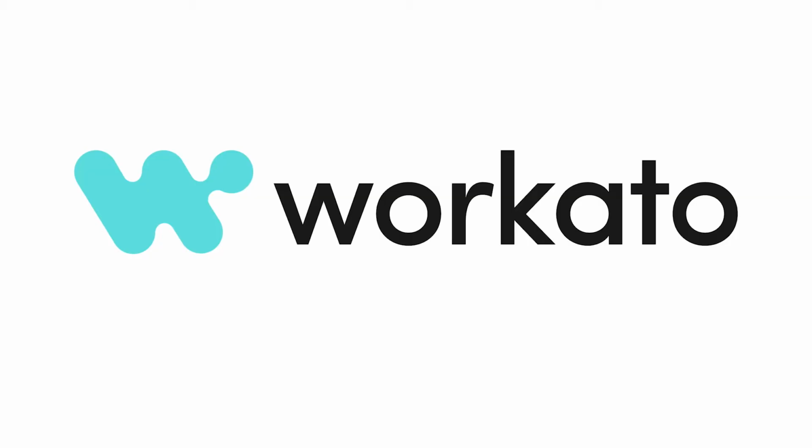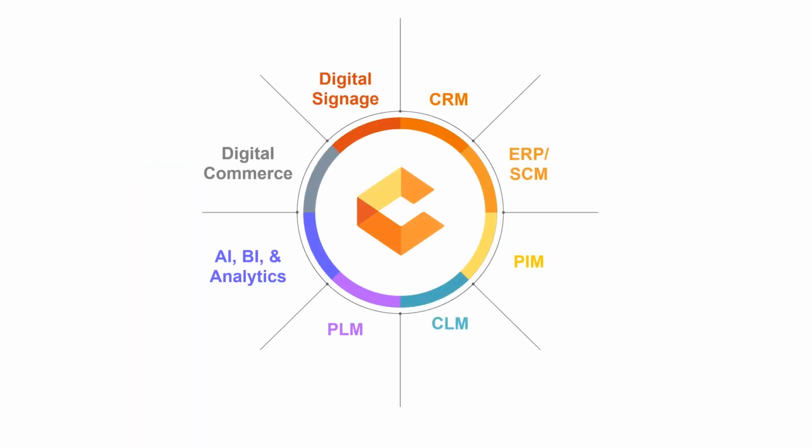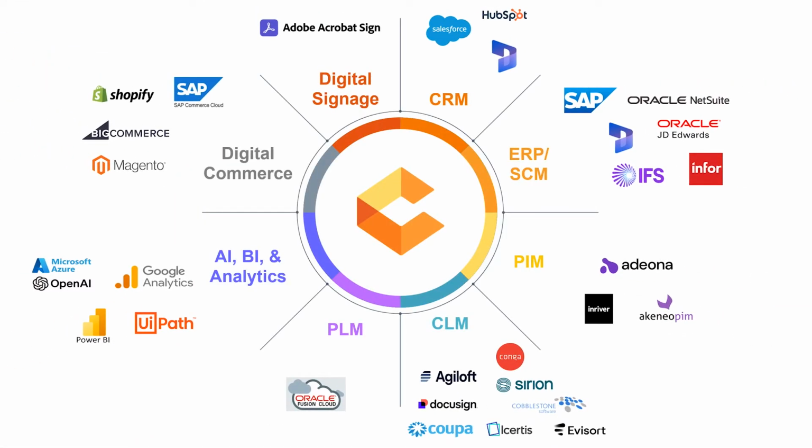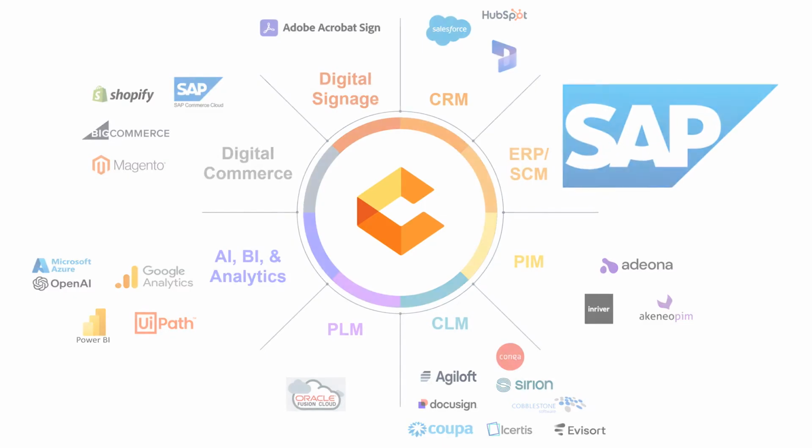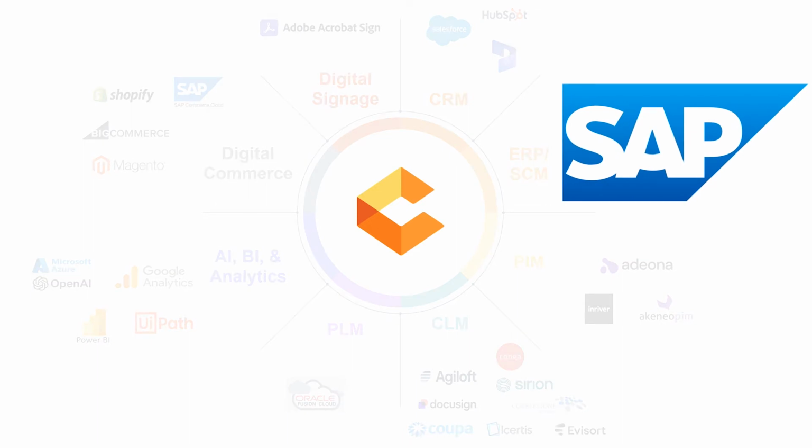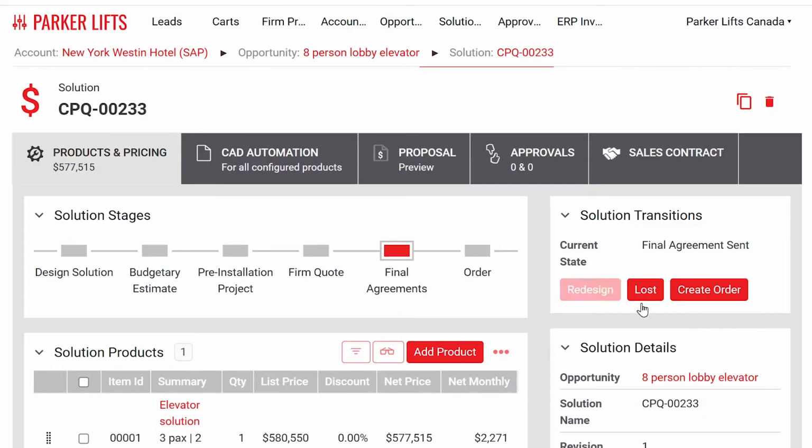Powered by Workato, Tacton CPQ offers more than 600 pre-built connectors for quick and efficient automation. Setting up an integration between Tacton CPQ and other systems is easy. Let's assume that you want to empower your sales rep to send the configuration and pricing results from Tacton CPQ to SAP ERP systems with a push of a button to automatically create an order.